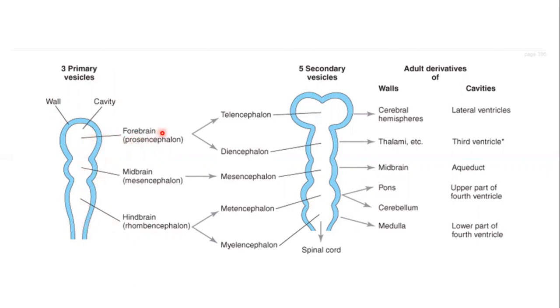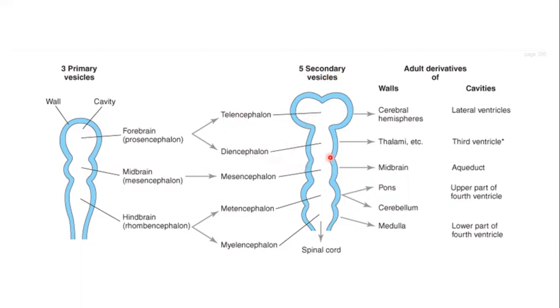And these three primary vesicles divide into five secondary vesicles. The forebrain or prosencephalon divides into the telencephalon and diencephalon. In its adult derivative, the telencephalon forms the cerebral hemispheres, and the cavity is the lateral ventricle. This would be the lateral ventricle, and the solid wall would be the cerebral hemisphere. So this is one secondary vesicle, the telencephalon.